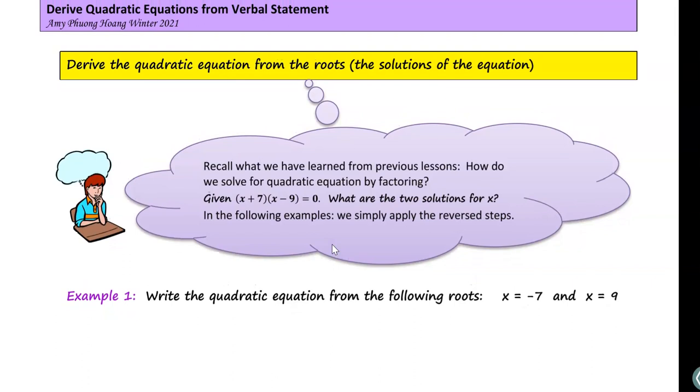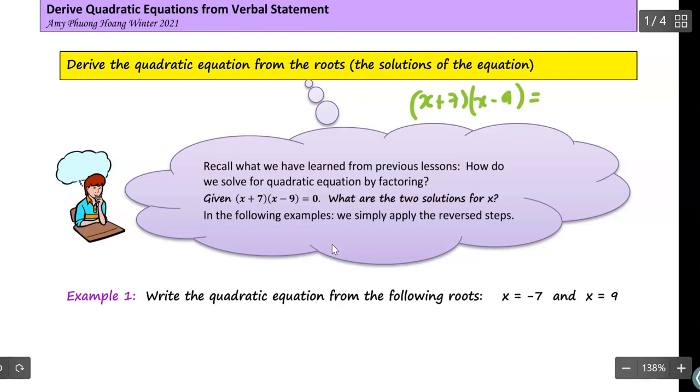Because we apply the argument for the knowledge of products. In order for you to have x plus 7 multiplied by x minus 9 equal to 0, one of these has to be equal to 0, so that when you multiply with the 0, you end up with a 0. Because of that argument, you can say that x plus 7 equals 0. Therefore, x equals negative 7.